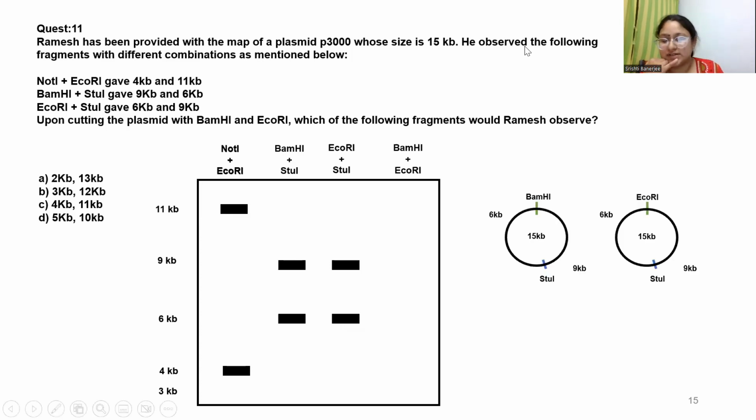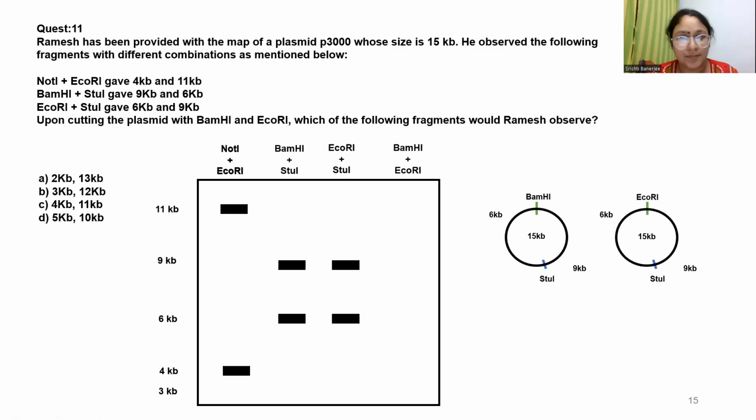So let's try drawing it first. This is clear, like BamH1 and StuI, 6, 9; EcoR1 and StuI, 6 and 9. Now, why have I selected these two first? Whenever you are seeing common fragments, like the same way they're resolving, that is the catch to these questions. From here, you will get what will happen with these two. So 9, 6, 9, 6. The thing is, this 6 is common. BamH1 and EcoR1 will have same size fragments, not at the same position. They won't be cutting at the same positions, but they're same size fragments, that is 6 and 6.